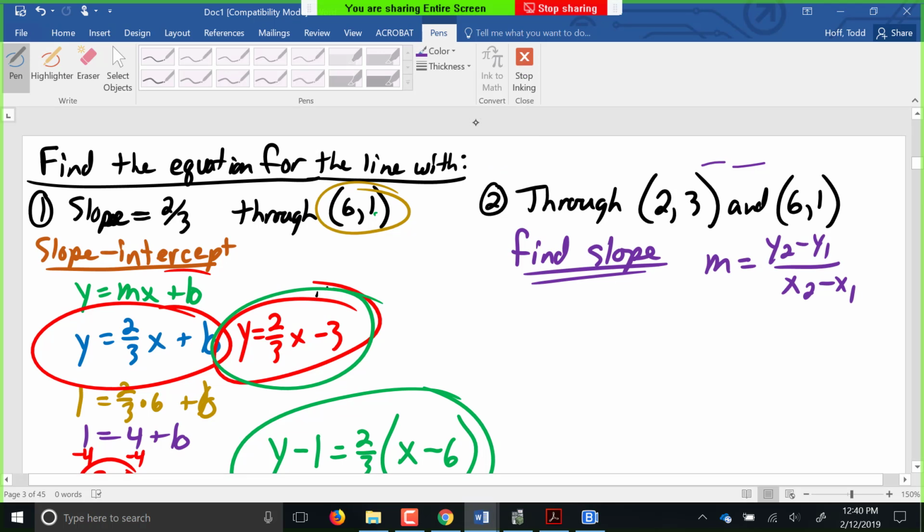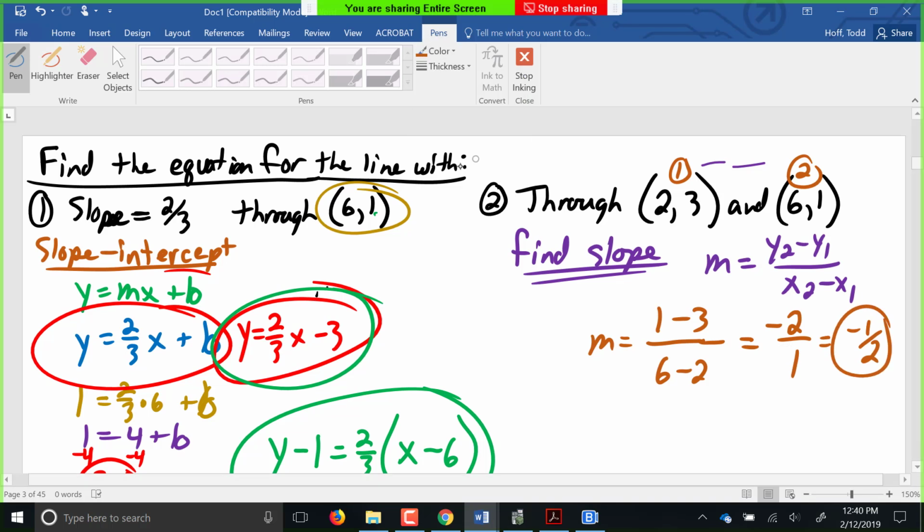So let's find that slope. I'm going to label this point 1 and 2. What goes on the top of my formula here? 1 minus 3, good. And that's going to equal? Yep, that's right. 1 minus 3 is negative 2. What goes on the bottom? 6 minus 2, which is? 4. So we get a slope when we reduce that of negative 1/2.